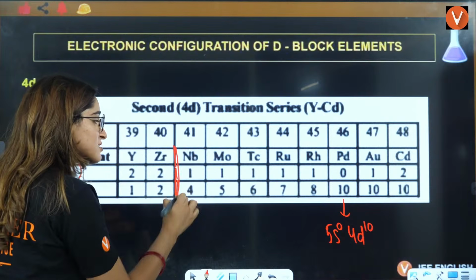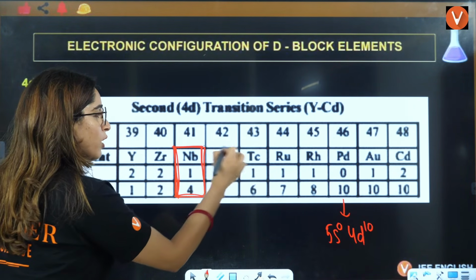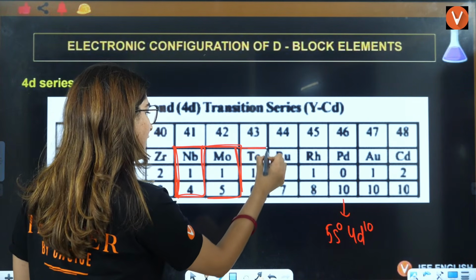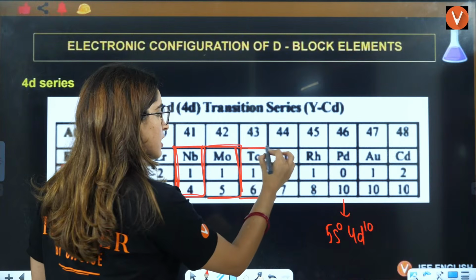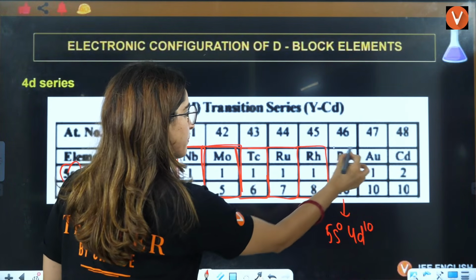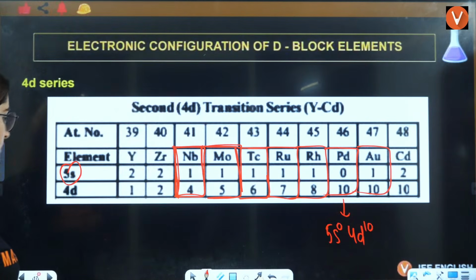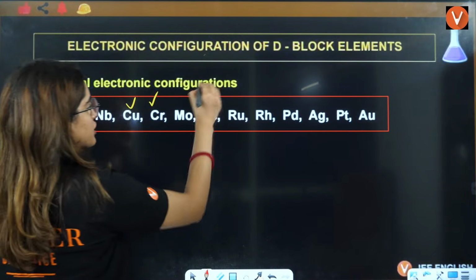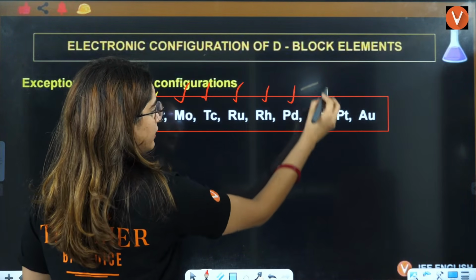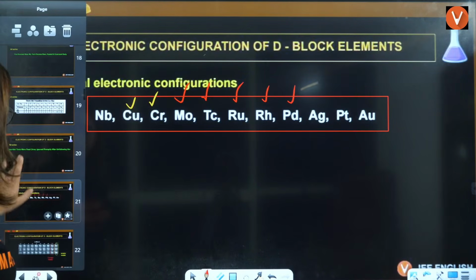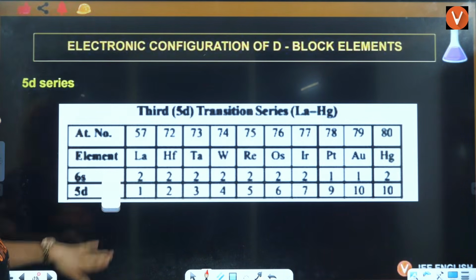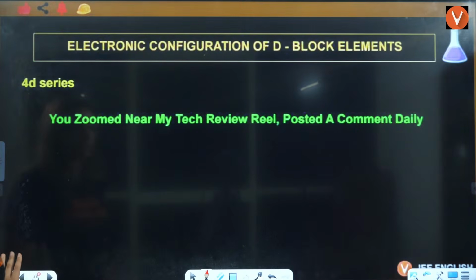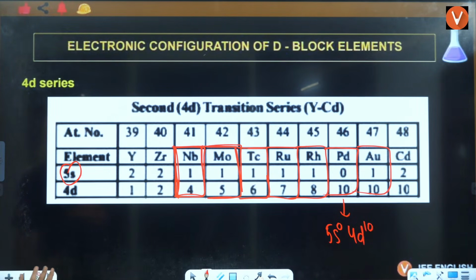And this they have asked in your previous year questions. Molybdenum, they have asked it. Technetium should be 1 and 5, but it's getting 1 and 6. Ru, Rh, Pd, Au. Can you see this here? Technetium, molybdenum, Pd, silver, platinum, gold. Wait a minute. Silver, platinum, gold. Platinum, gold, and here you have silver.